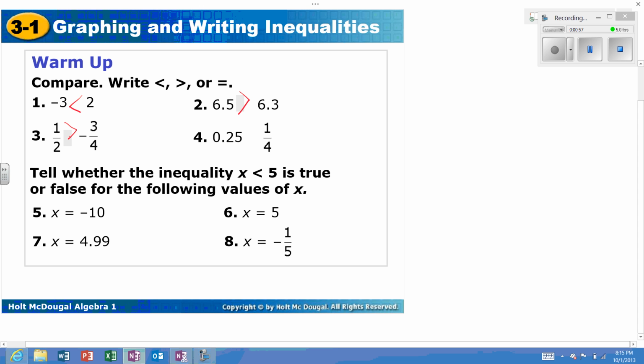Well, what is 1/4 as a decimal? We should know that 1/4 is equal to 0.25. So therefore, these are equal.